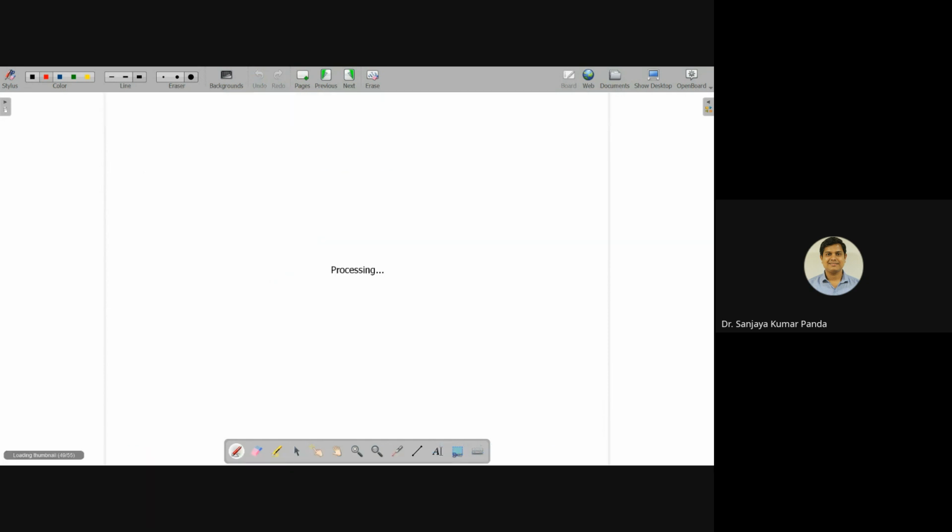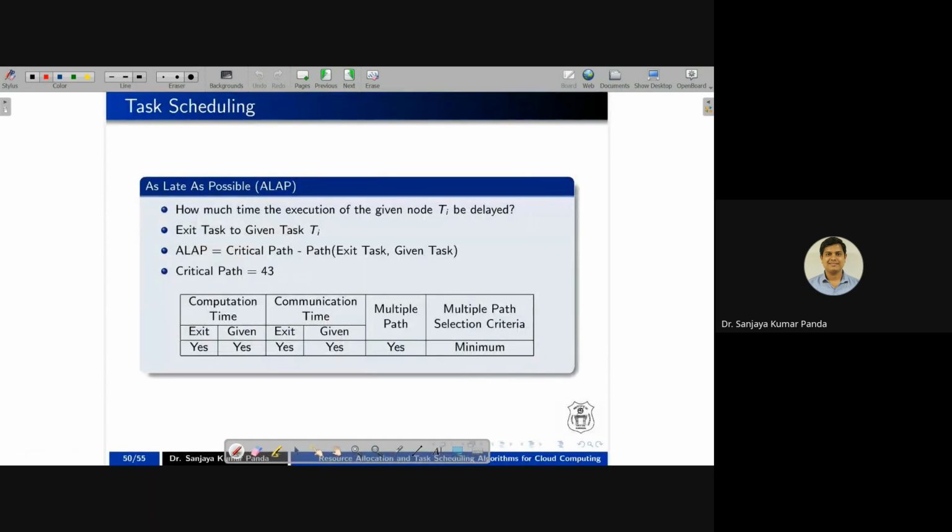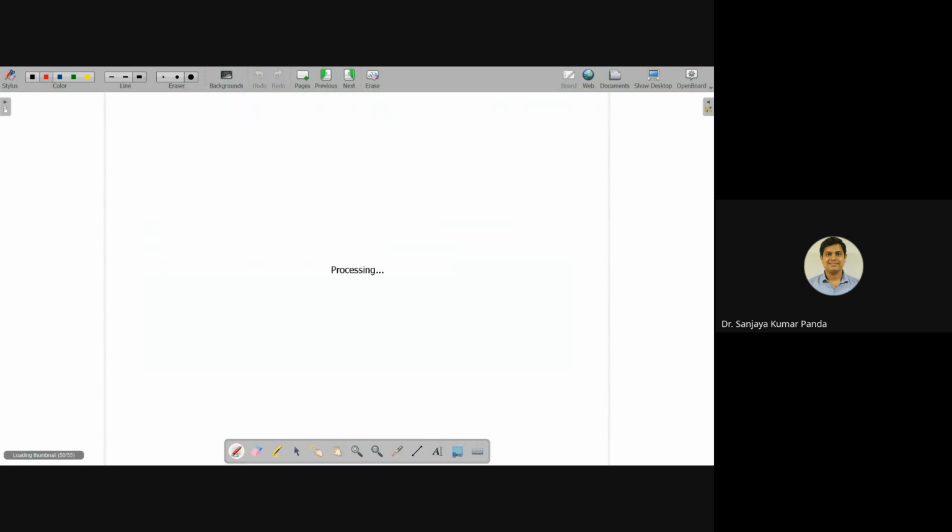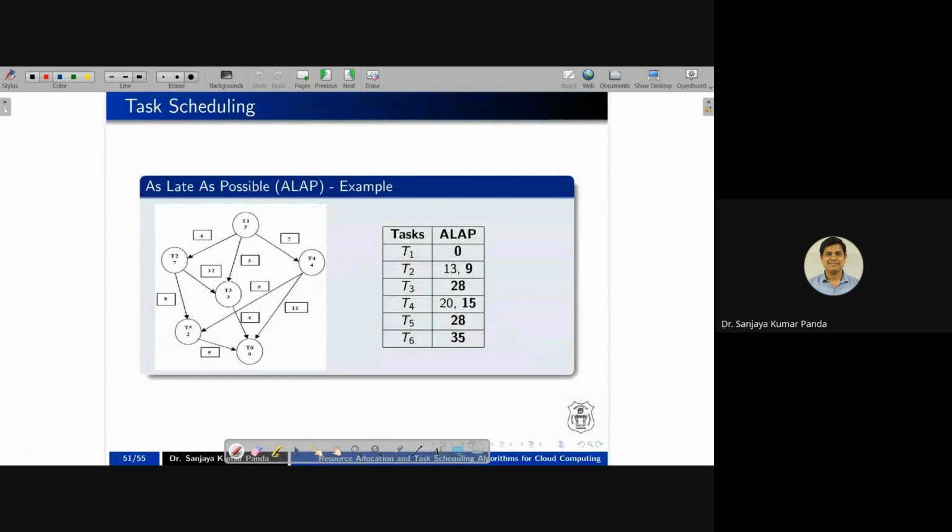Okay, the last one which we can see is called ALAP. ALAP stands for as late as possible. In order to calculate as late as possible, first you have to determine the critical path. Then you have to find the path between the exit task and the given task. Critical path means, starting from the entry task to the exit task, you go through all possible paths and find the longest path. The longest path you will get is 43.